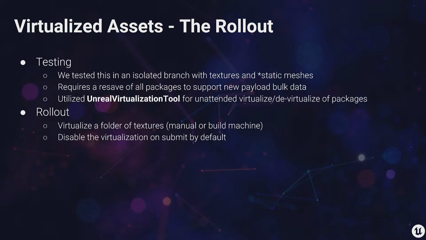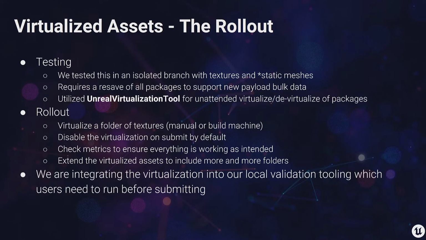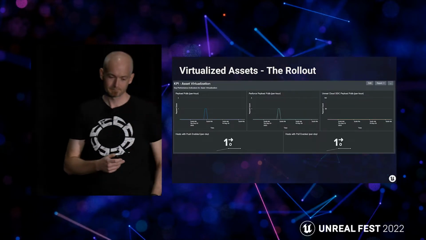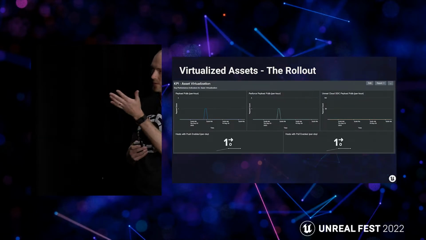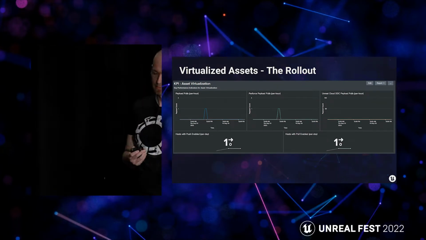For our users to start with, we disabled virtualization on submit, just to make sure everything was working as intended. We're very metrics-driven at The Coalition, so we made sure that everything was working before we extended this further across more and more folders in our project. Personally, we're integrating the virtualization into our local validation tooling, so that when people validate their content locally, it will virtualize the asset and then submit it back for them. Because we're metrics-driven, we were tracking every single asset, making sure everything was working as intended and that people could pull and push the payloads when working with virtual assets.